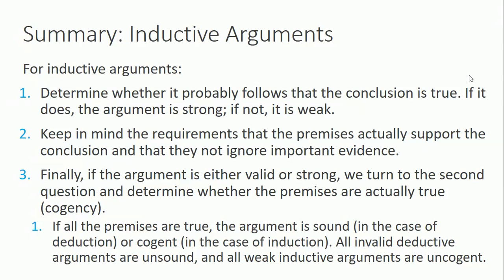Third, finally, if the argument is either valid or strong, then we turn to the second question and determine whether the premises are actually true. If the premises are true, that property the argument has is called soundness in the case of deductive arguments, or in the case of inductive arguments, it's cogent. So all invalid deductive arguments are unsound, and all weak inductive arguments are uncogent.